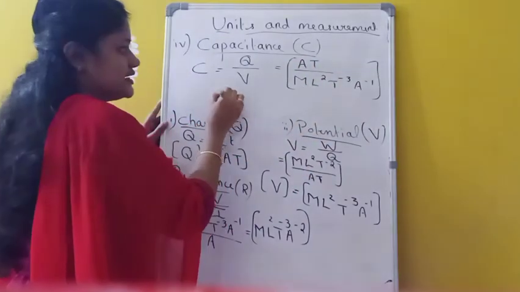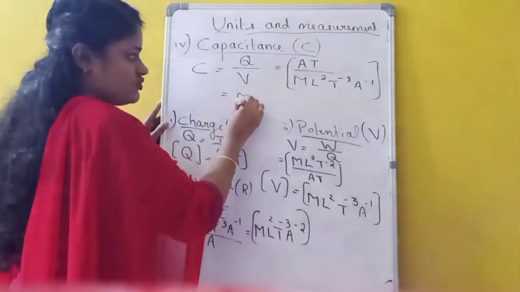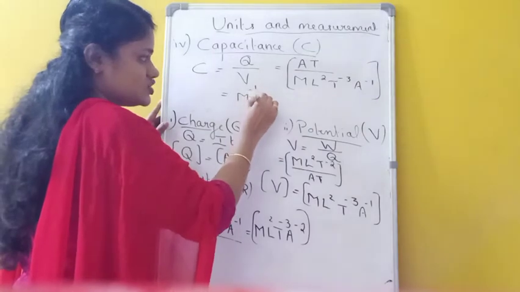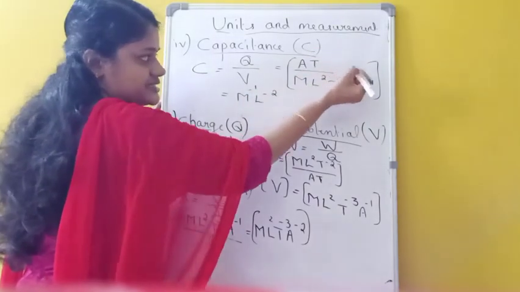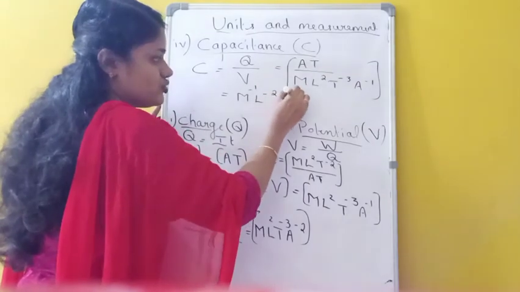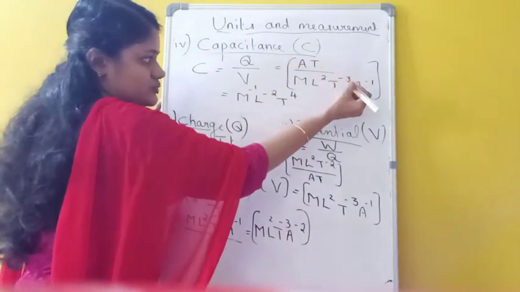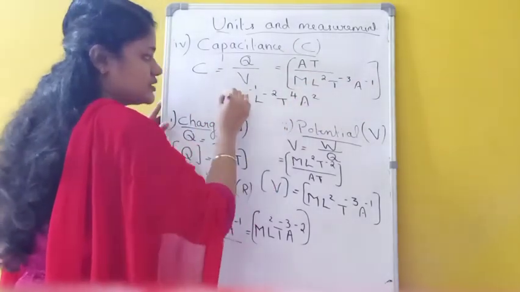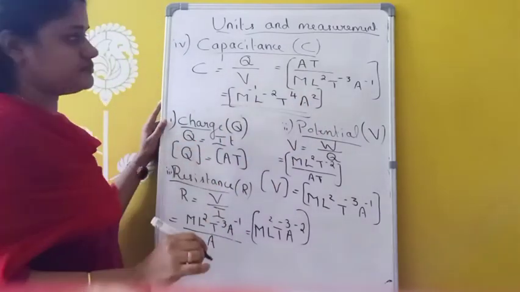So that means we will be getting this M, when we are taking numerator it becomes M raised to minus 1 and here L square comes to numerator, it becomes L raised to minus 2. Then here 1 T is there and this minus 3 comes here, means T raised to 4. And here 1 A is there and here A raised to minus 1. This will be coming in numerator, that becomes A square. Okay. So this is the dimension for which one? Capacitance. Okay.